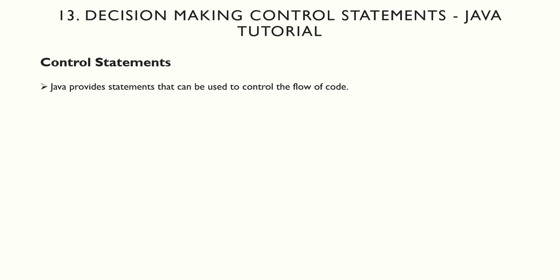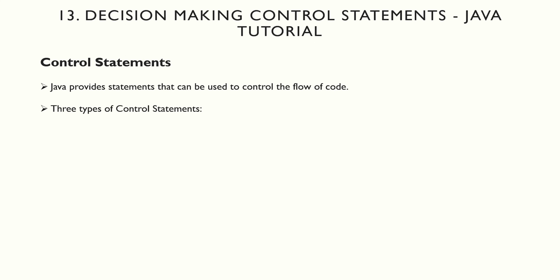However, Java provides statements that can be used to control the flow of code. Such statements are called control statements or flow control statements. This fundamental feature of Java provides a smooth flow of the program.